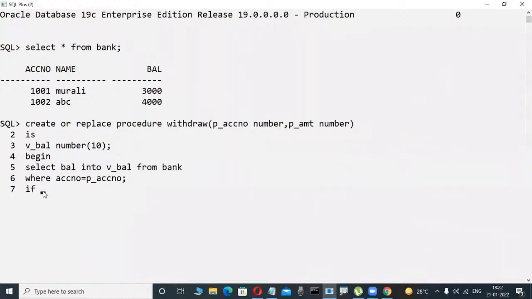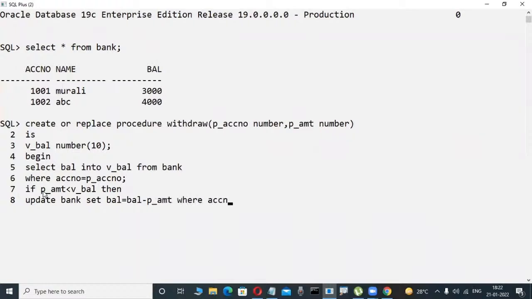Whenever I insert an ATM card, I try to withdraw 9,000, as in the previous case, that is the amount. Logically observe here, not coding: if that amount is less than the available balance, then I want to affect the database. Update table name, set balance is equal to balance minus p_amount.